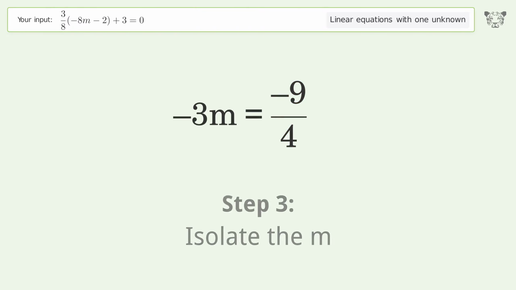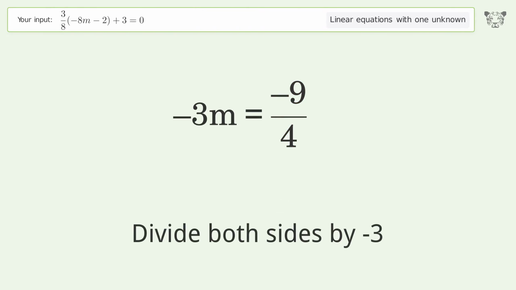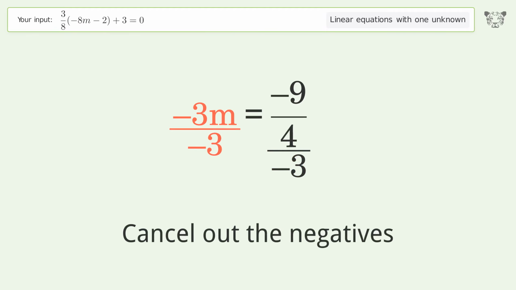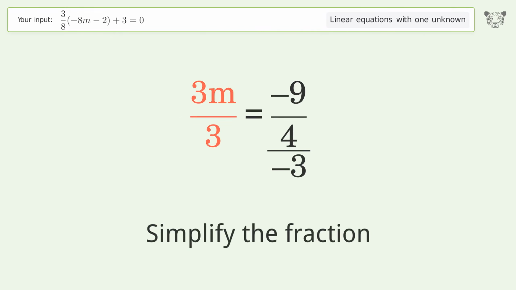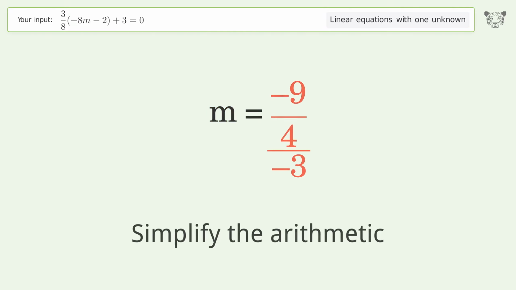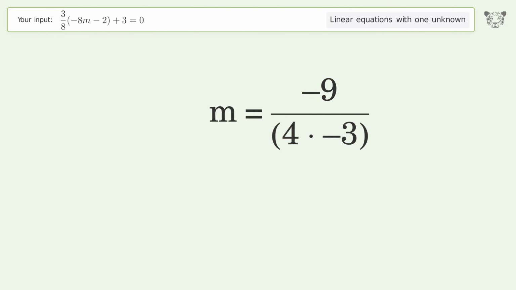Isolate the m. Divide both sides by -3. Cancel out the negatives. Simplify the fraction. Simplify the arithmetic. And so the final result is m equals 3/4.